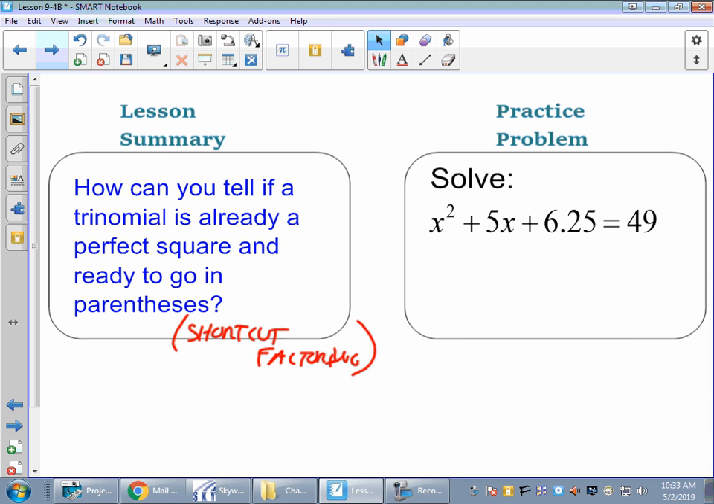x squared + 5x + 6.25 equals 49. Again, it doesn't matter that you have decimals. You should be okay to go with this one. And remember, if it works out with that half, with c equaling half of b, you don't have to add anything or subtract anything on the inside and outside of the parentheses.